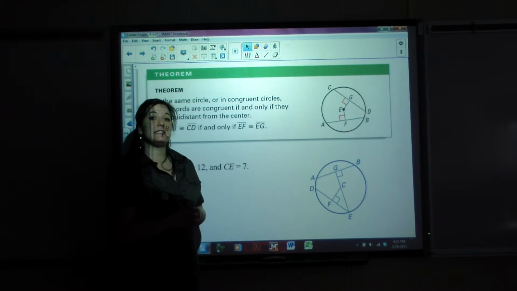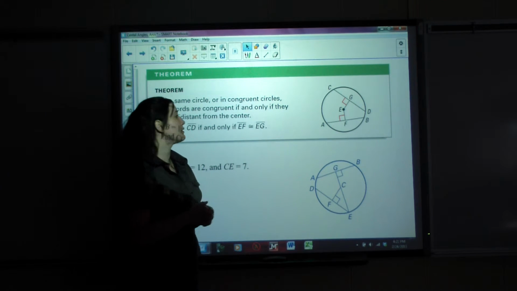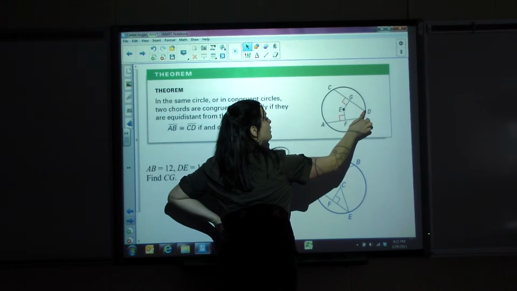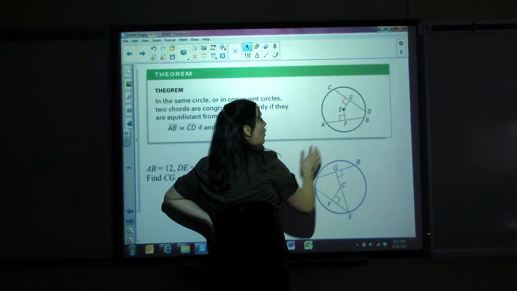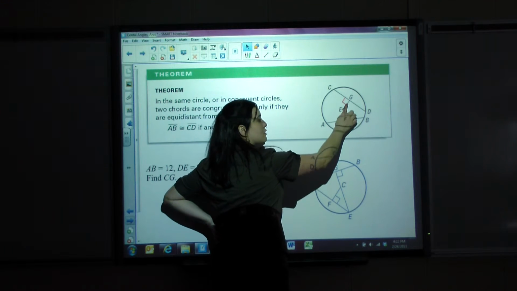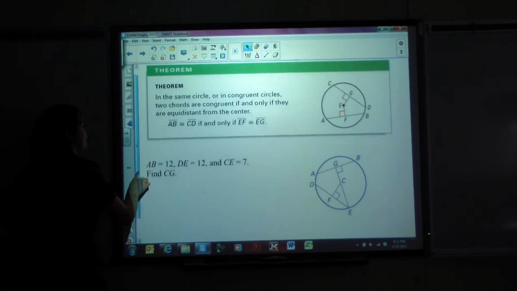To be equidistant, distance is actually defined by using perpendicular lines. So if this chord is the same length as this chord, then they are congruent. Or if they're congruent, then these lengths should be the same. Okay, let's give this a try.